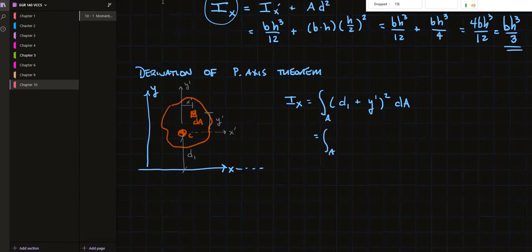We've got y prime squared. Let's change the way I write that. y prime squared plus 2 y prime d1 plus d1 squared, all times dA here.